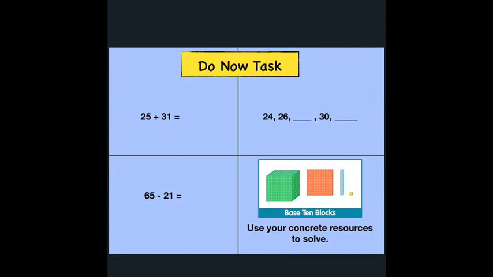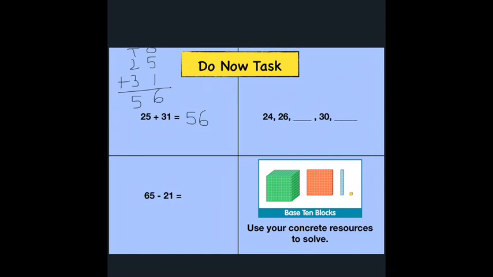25 add 31. So we could use our method. We're going to start with our ones column first. 5 ones add 1 one is 6 ones. And 3 tens add 2 tens is 5 tens. My answer is 56.